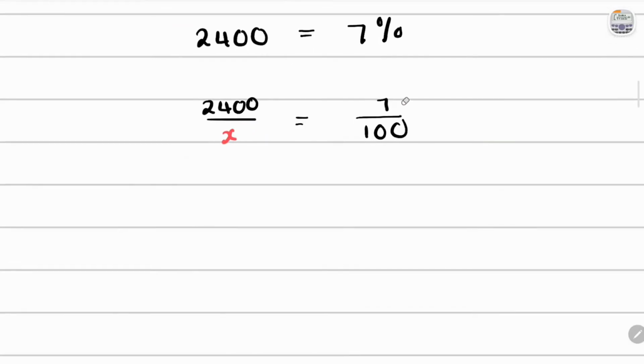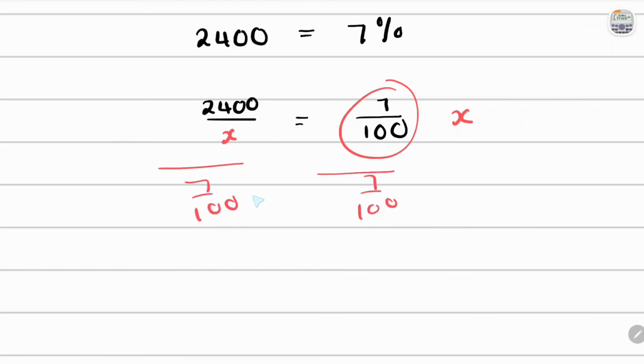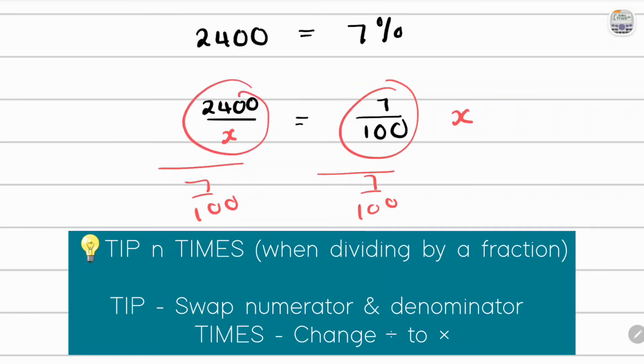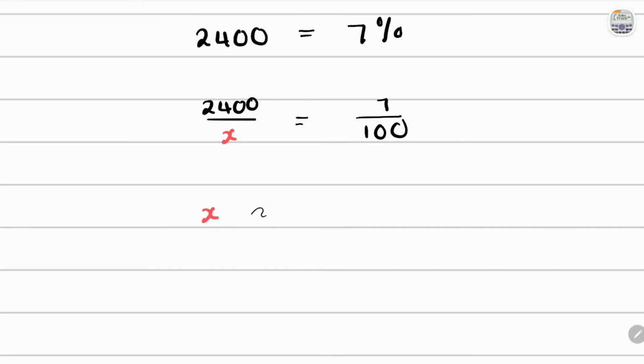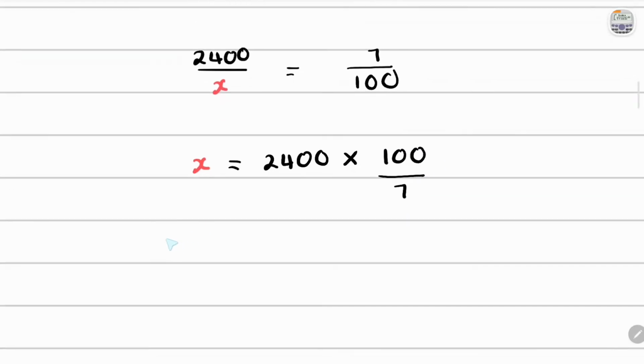If you transpose the x and take that over, if you take this out of the denominator, it's going to move to the numerator. If you move this over, the numerator and denominator will just switch places, because you're really just dividing both hand sides by this number. And if you're dividing by a fraction, you tip and times, meaning multiply by 100 over 7. So our equation would simply become x is equal to 2,400 multiplied by 100 over 7. And that would give us the total salary of this employee.